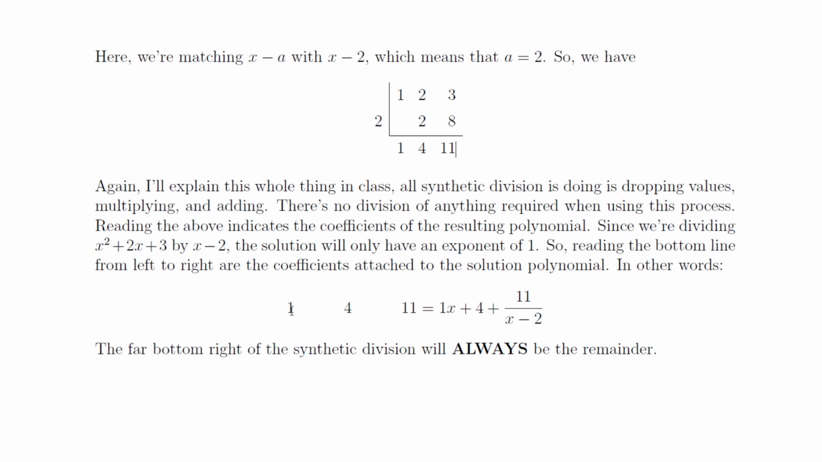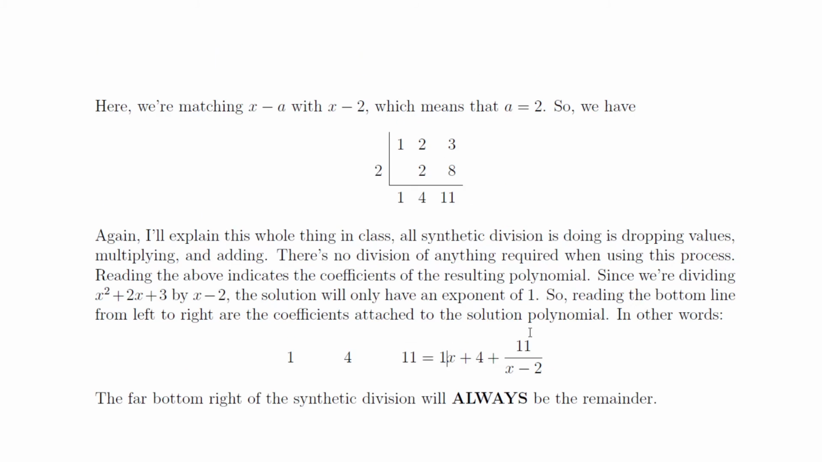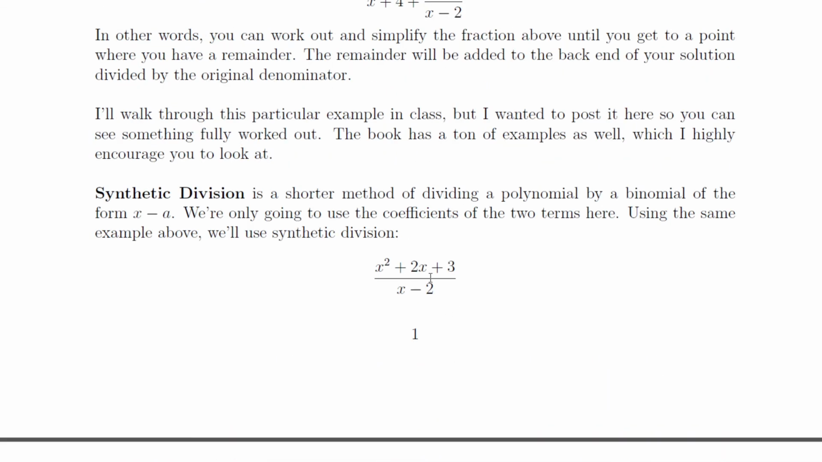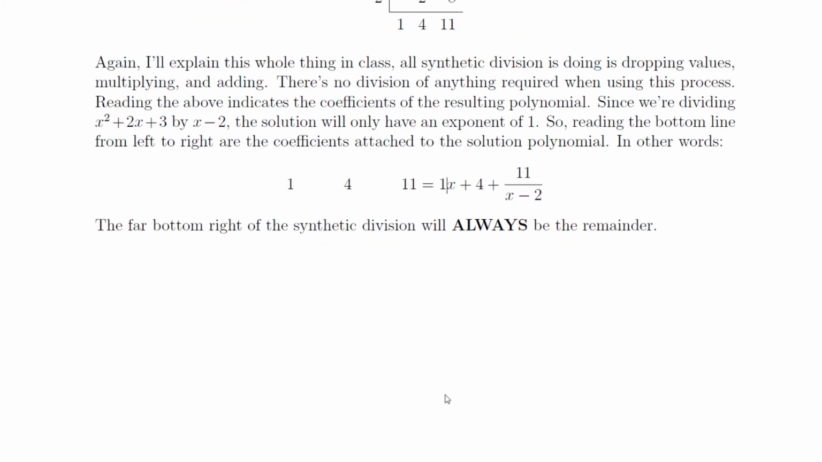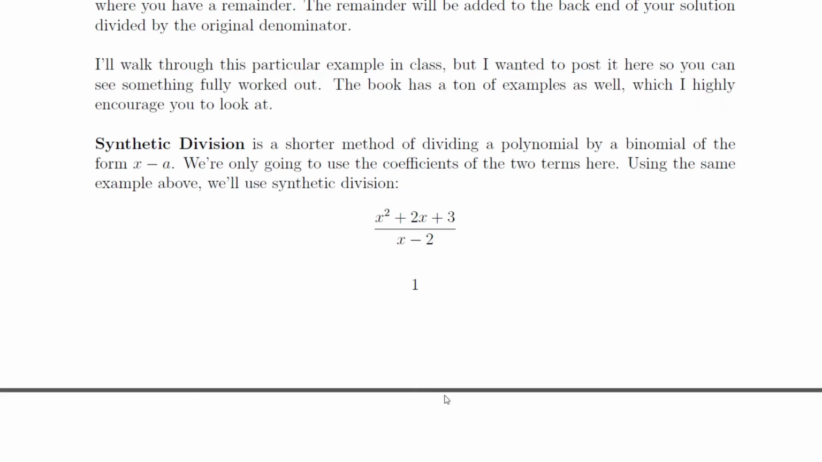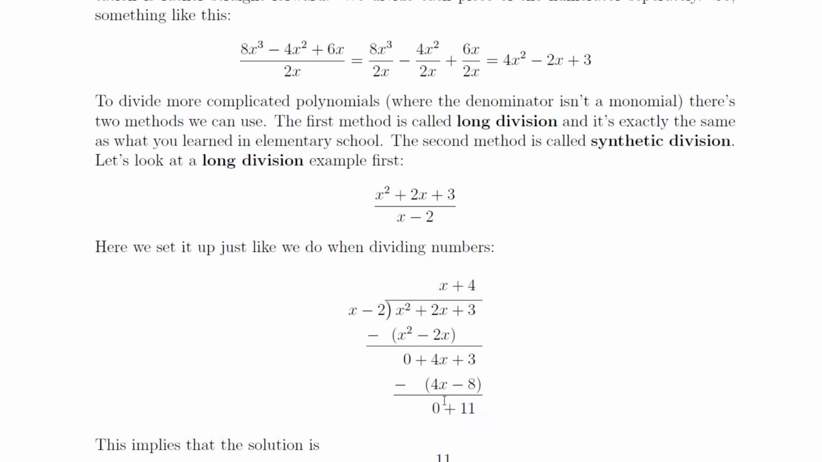So the numbers that you get here, the 1, the 4, and the 11, match up with the coefficients of whatever it is that you found. So x plus 4 plus 11 divided by x minus 2, which is exactly what we got up here. Right up here. Again, I'm going to go through a few examples, so hopefully you can see what I am looking at or talking about.